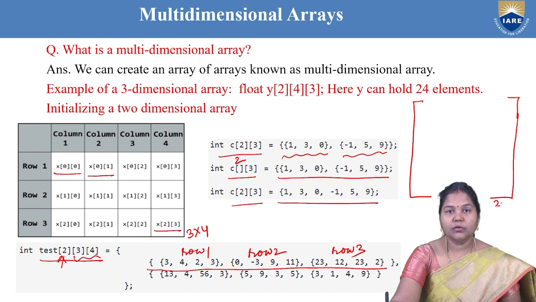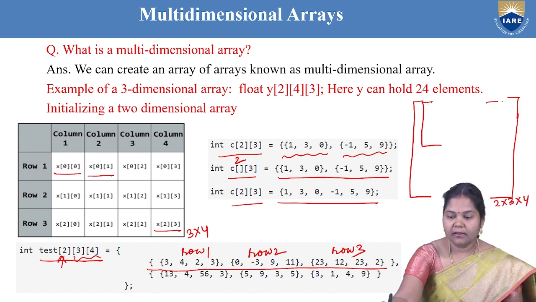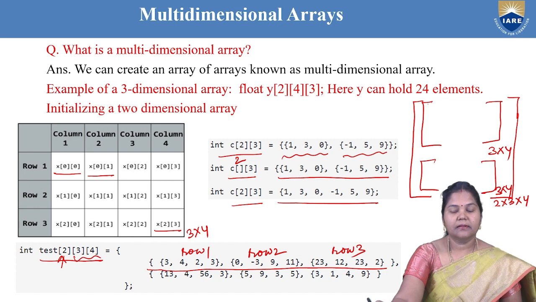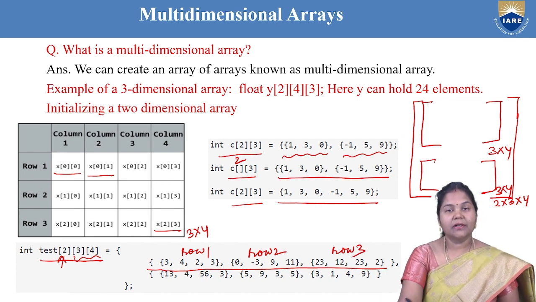So, it is 2 by 3 by 4. That means there are 2 3 by 4 matrices available. So, this is the first one and this is the second one, and these values will be fit like this. So, you can group it and give the values which are needed for a 3 by 4 matrix.